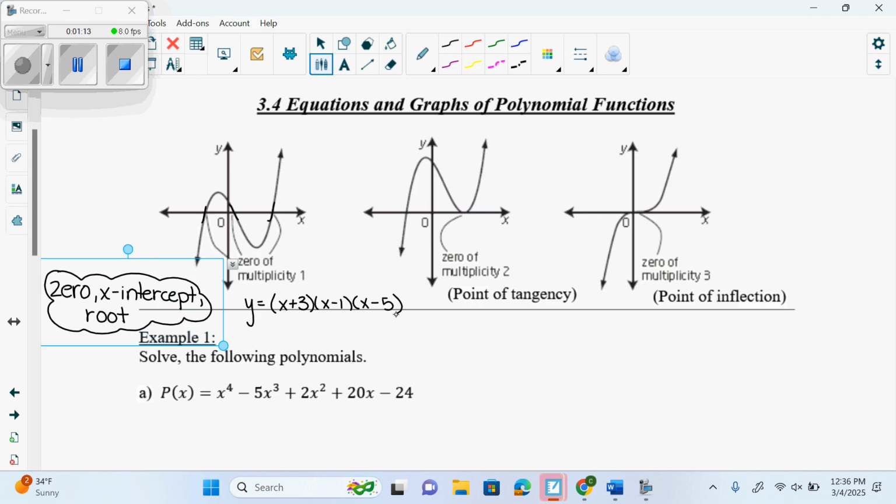Then this one is a 0 of multiplicity 2, so there's 2 of them there, point of tangency happens. So here we have 1 going through, and then here it hits it and bounces back up because there's 2 there. If it gets wider and wider there, it just means there's more than 2. There could be 4, there could be 6, there could be 8.